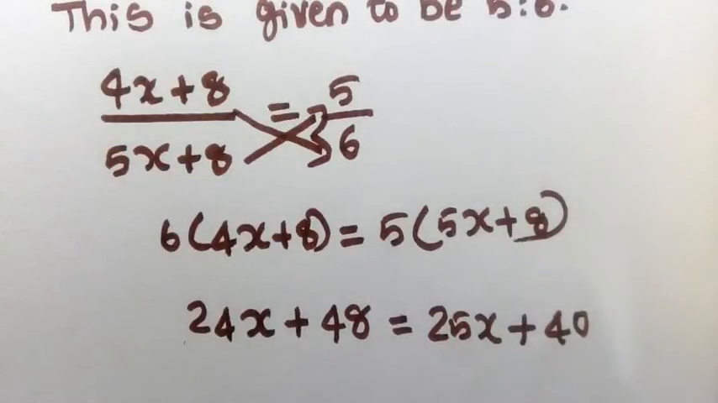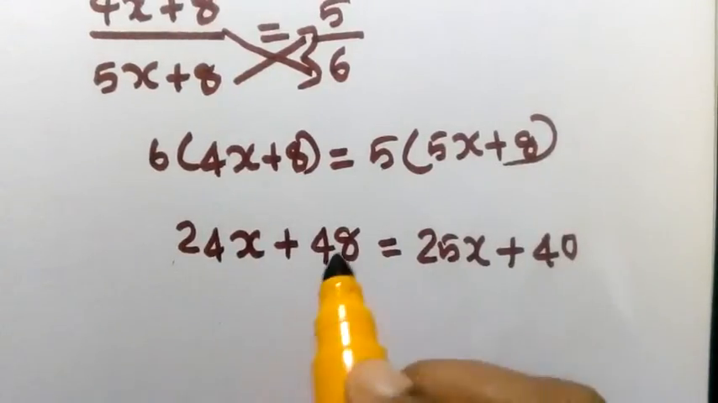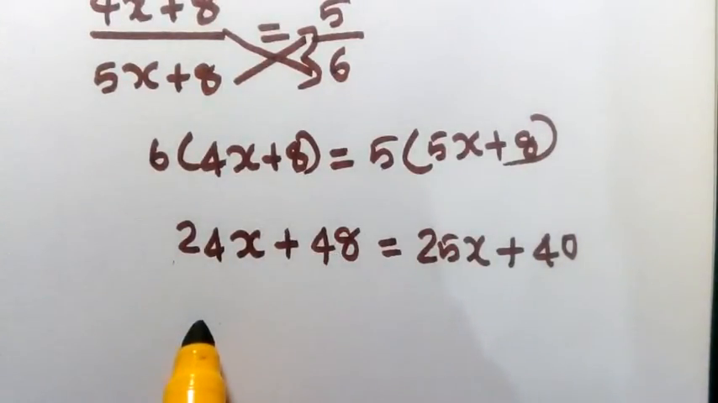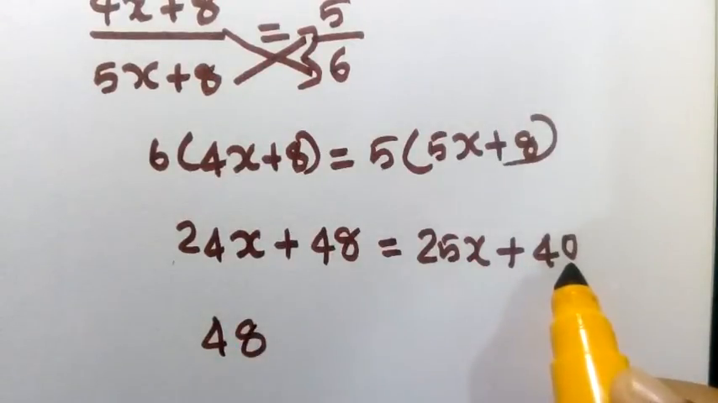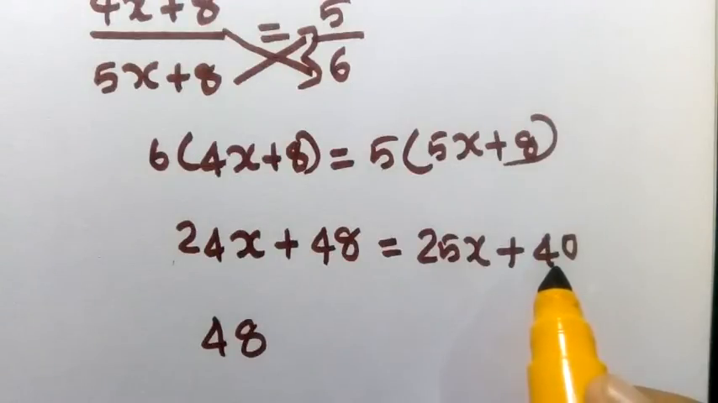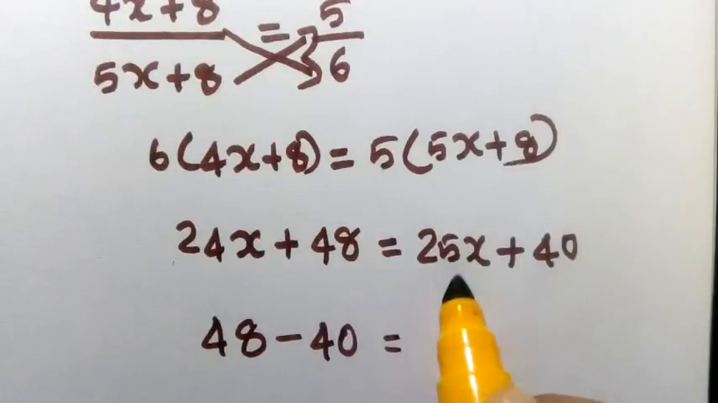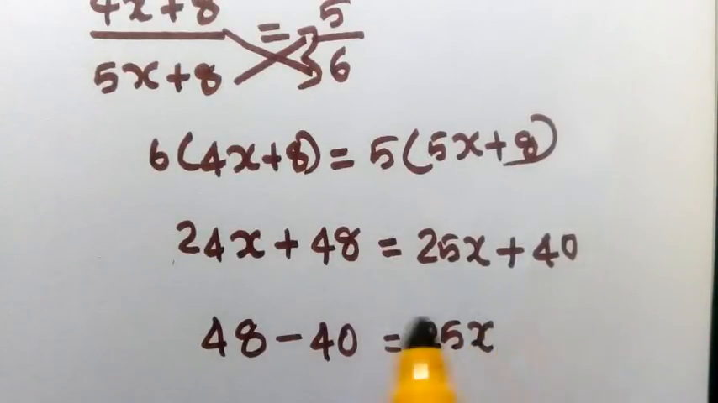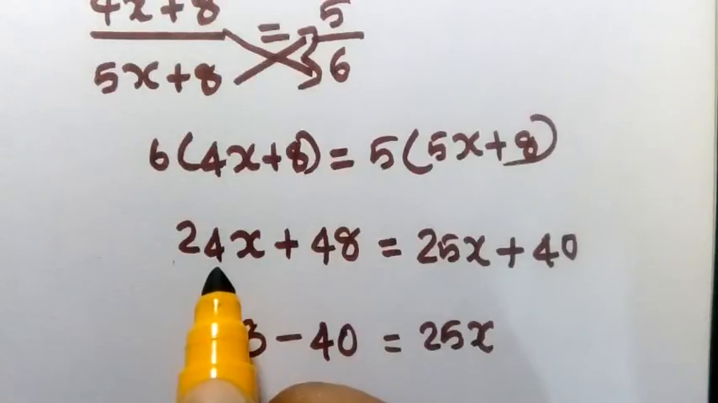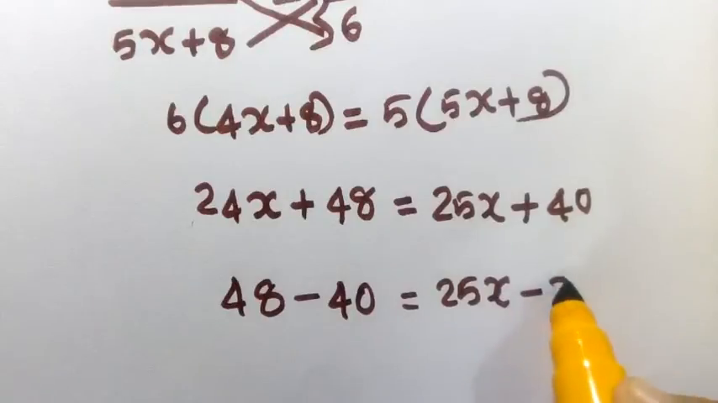Next, let us transpose 24x to the RHS and 40 to the LHS for avoiding negative values. So the next step is 48 is already available in LHS. We are transposing 40 to the LHS. So here it is positive 40. Transposing time, it will become negative 40 equal to 25x is already available in the RHS. We are transposing positive 24x to the RHS. So it will change into negative 24x.